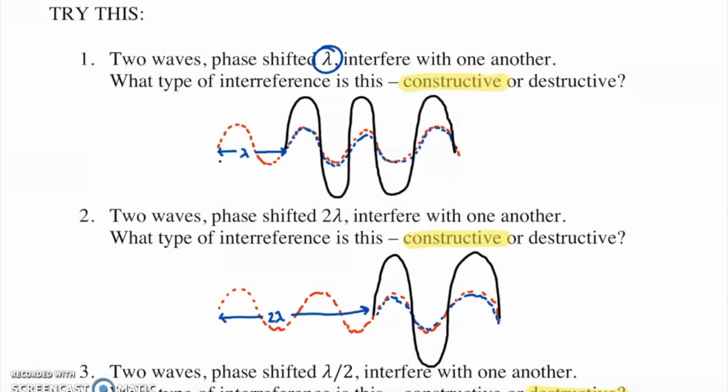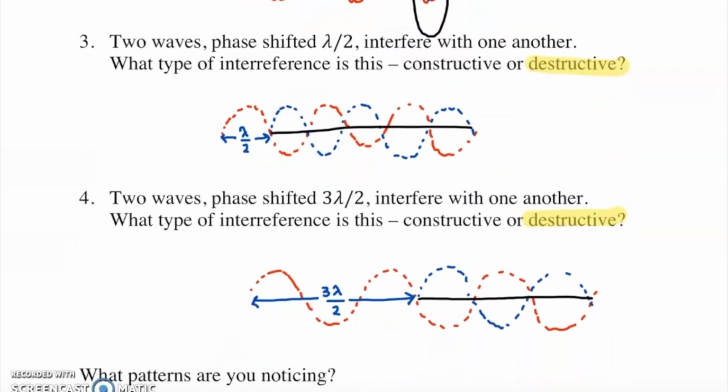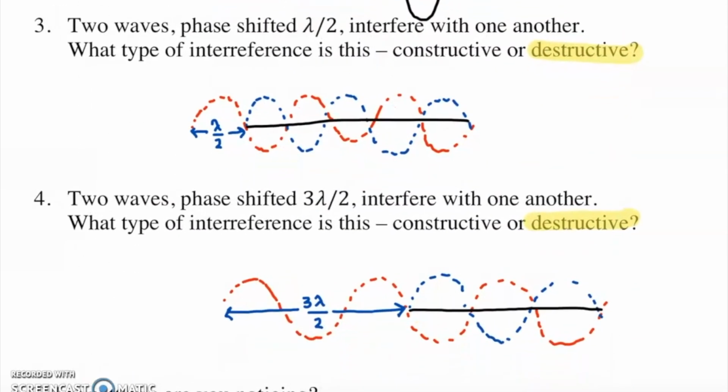Notice that this is constructive interference. Same as in number 2 when you shift 2 lambda over. Again, those waves perfectly overlap, so it's constructive interference. This is compared to number 3 and number 4, where we got destructive interference.